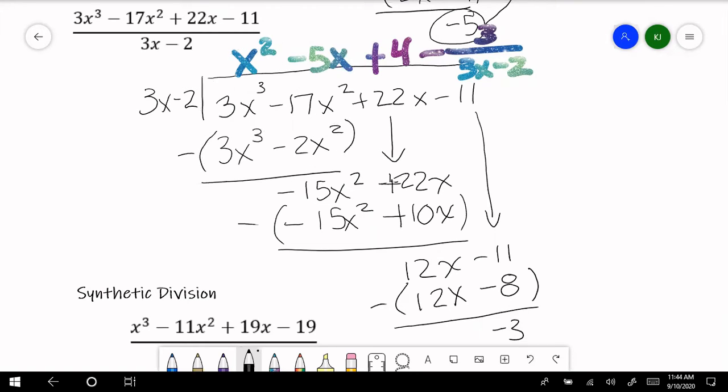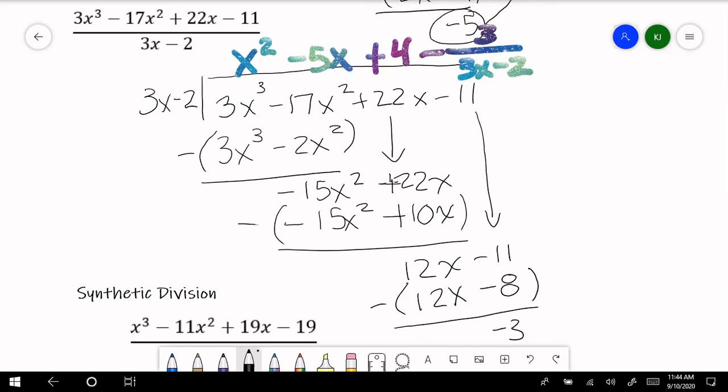10 here, because I had negative 5x times negative 2. Negative times a negative is positive. And that's what gave me positive 10x. When I multiplied negative 5x to the first thing, I got negative 15x squared. I multiplied the second, I got 10x. Other questions on that one?